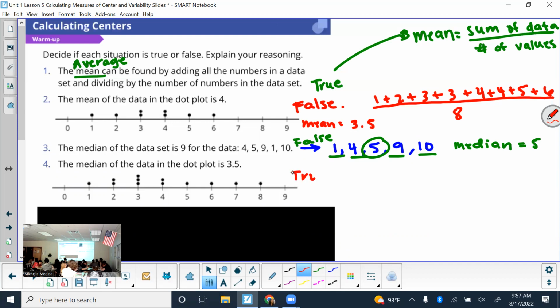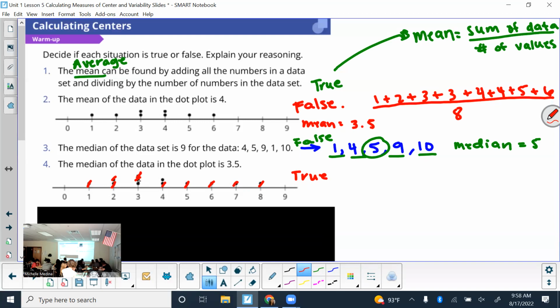Only 2 answers. It is true if I remember correctly. I like it when dot plots are like this because then you don't really have to rewrite them out. You can go left, right, left, right, left, right. And so you get a middle number. But since this is an even number of data points, and I remember because I counted earlier, there's 12 dots on here. I have 2 numbers in the middle.